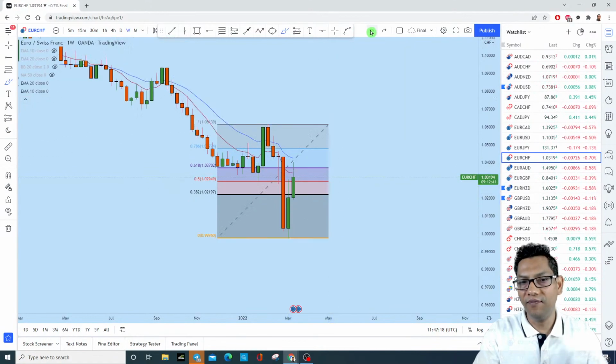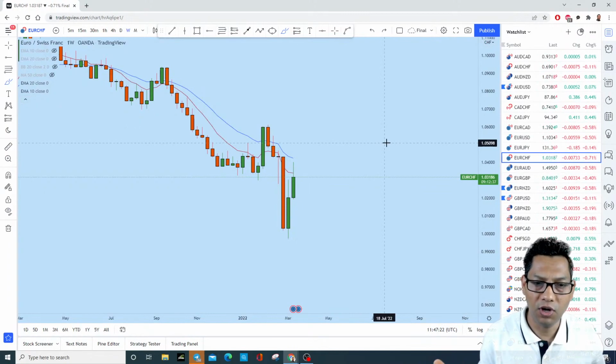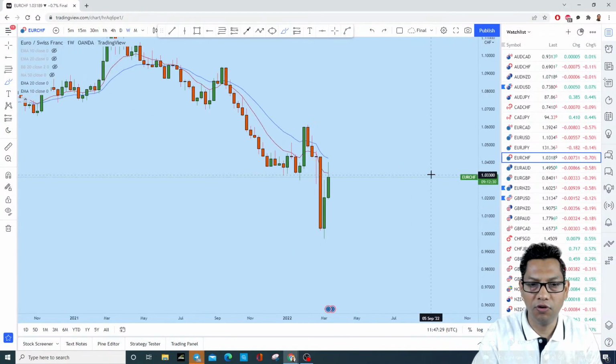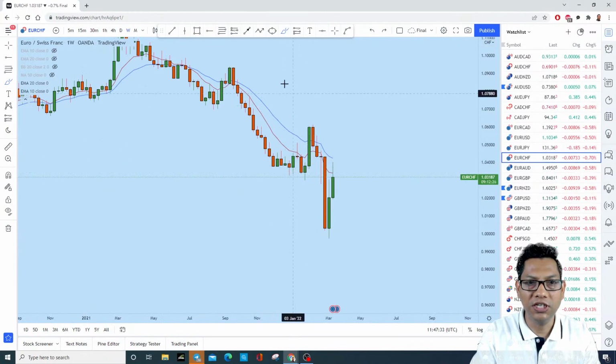So we have a lot of confluence. It is not 100% accurate. Fibonacci will not always give you 100% accurate trade signal, but it's a confirmation for this move. So at this point, what do you see? That Euro CHF currently facing this resistance.